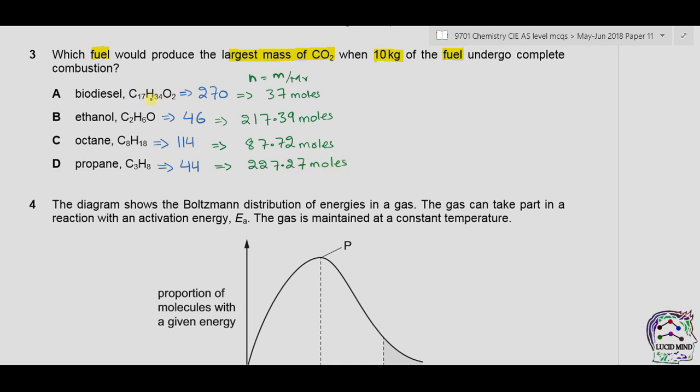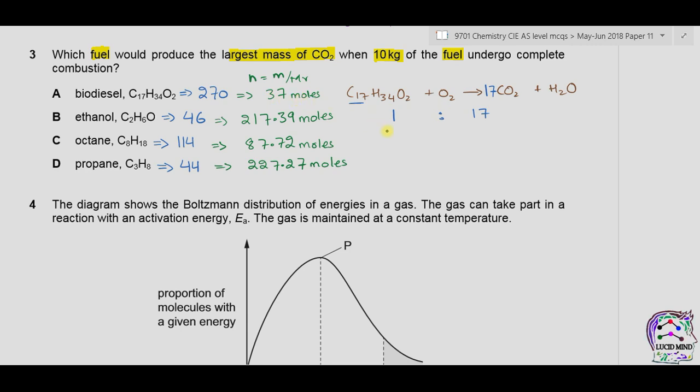Now let's write the balanced equation for the combustion reaction. We have C17H34O2 as it combusts in the presence of oxygen to give carbon dioxide and water. Let's balance the number of carbon atoms. As we have 17 carbon atoms on the reactant side, we can balance by writing 17 with this CO2. So the ratio between biodiesel and carbon dioxide is 1:17 for number of moles.